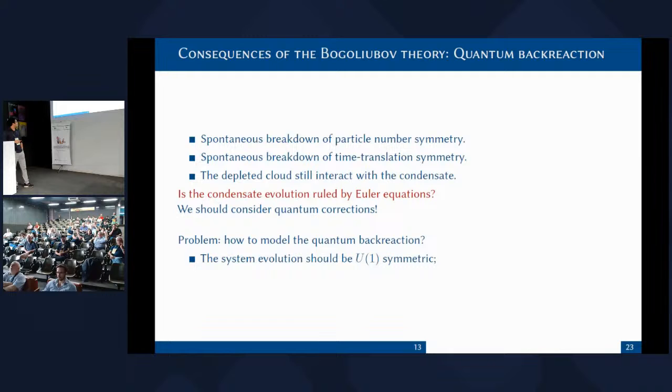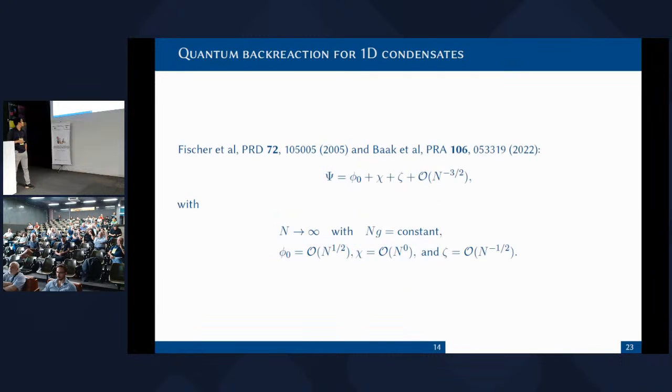How to model that then? Well, first of all, this back reaction model should be U(1) symmetric. We must have particle number conservation. And the back reaction is meaningful as long as Bogoliubov theory makes sense. That is, back reaction should be something small acting on the main part of the system. Otherwise, this is not back reaction anymore.